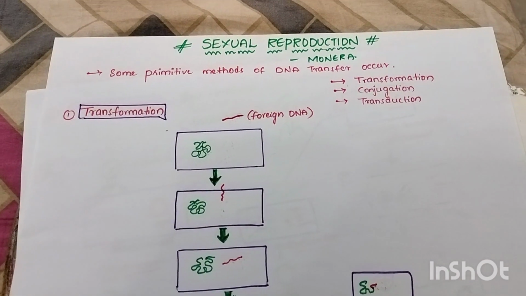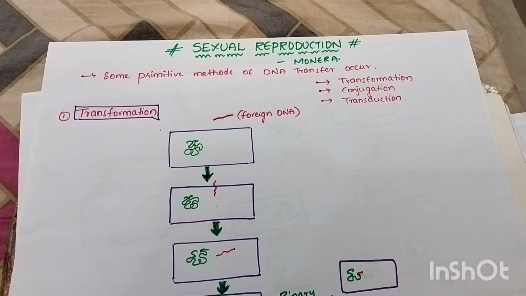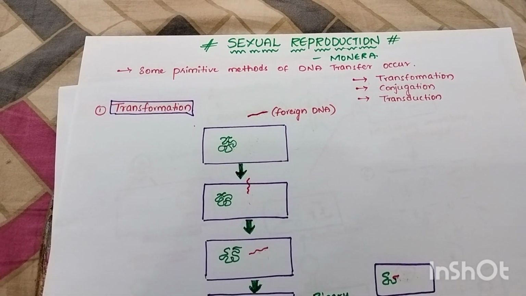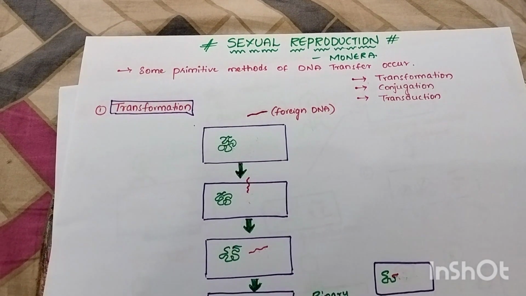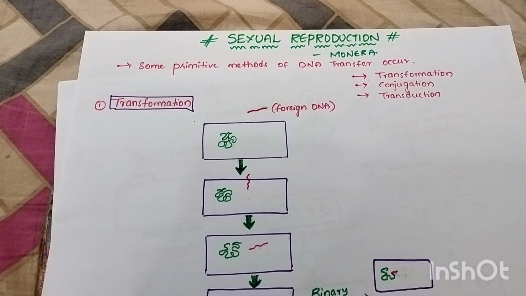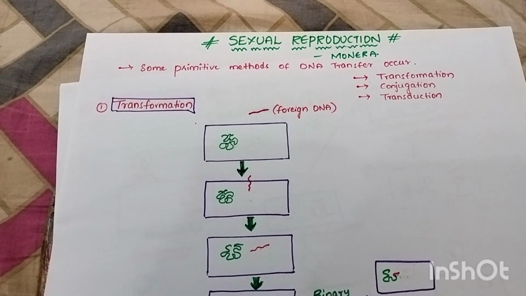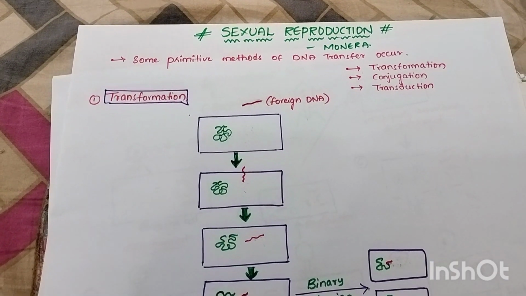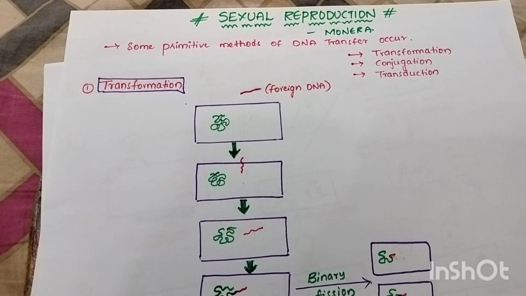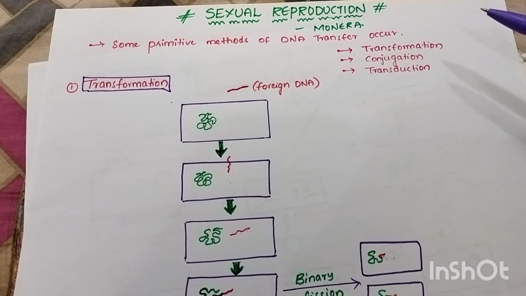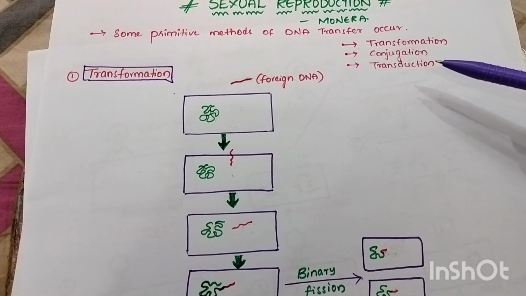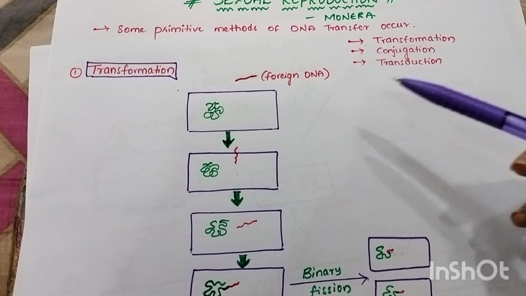Let's see sexual reproduction. When we hear the words sexual reproduction, we usually recall gametes and gametic fusion. But in the case of prokaryotes, in the case of bacteria, there are no such gametes. But some primitive method of DNA transfer occurs here. That means DNA transfer from one bacterial cell to another bacterial cell. There are three types of sexual reproduction in bacteria. They are transformation, conjugation, and transduction. So let us begin with transformation.